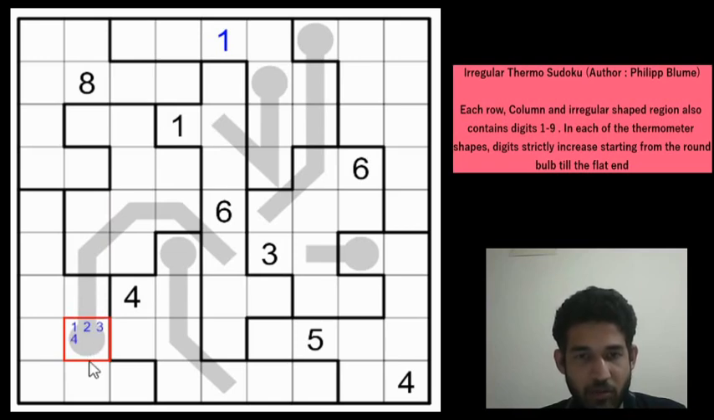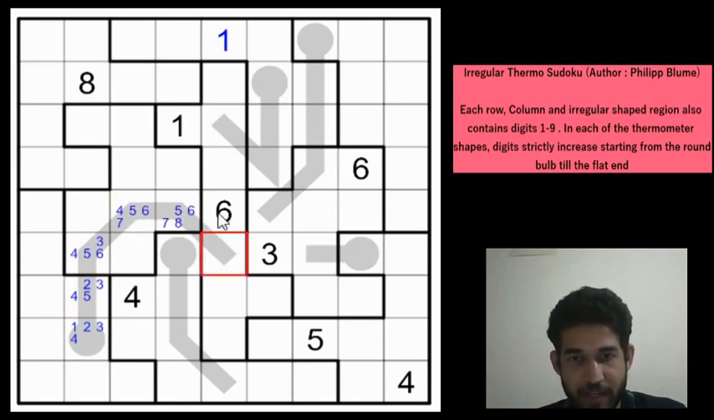So this can be 1, 2, 3, 4. This can be 2, 3, 4, 5. This will be 3, 4, 5, 6. This will be 4, 5, 6, 7, 5, 6, 7, 8. And this can't be a 6, so this will be 7, 8 and 9. So we'll eliminate the 6 from these cells. And 3 is not possible here, so 3 is eliminated. 4 is not possible here, so 4 is eliminated, right?